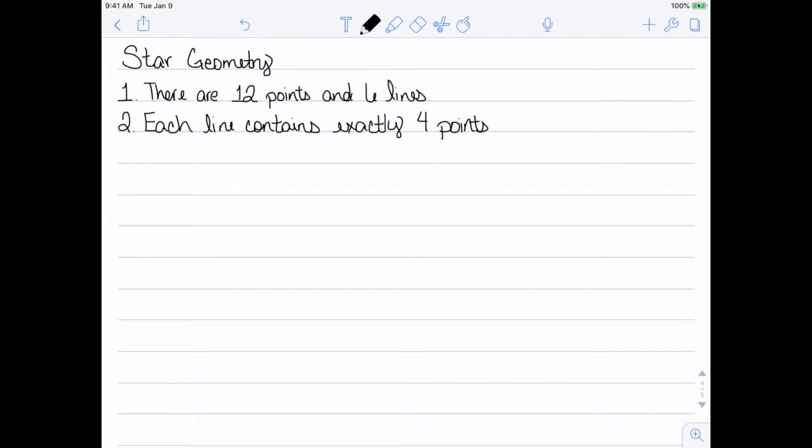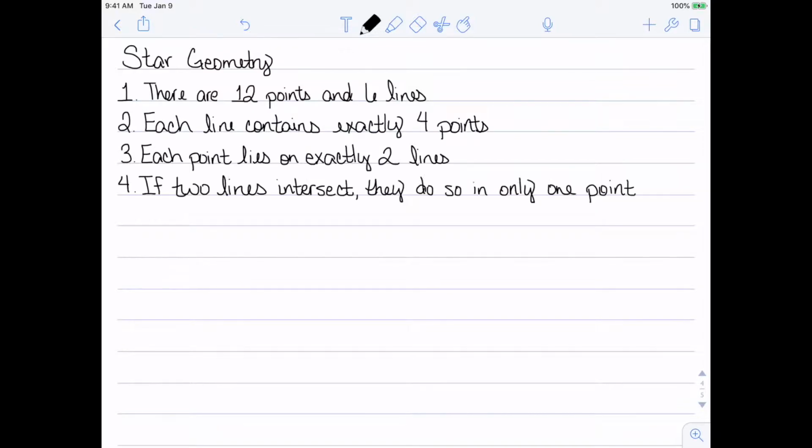The next thing I want to look at is the star geometry. And for that, we're going to need 4 conditions satisfied. The first thing we need is 12 points and 6 lines for our star geometry. The second thing, each line needs to contain exactly 4 points. We're also going to say that each point lies on exactly 2 lines. So for every point, we can only have 2 lines passing through it. And then if 2 lines intersect, they do so in only 1 point. So they can't intersect in more than 1 point.